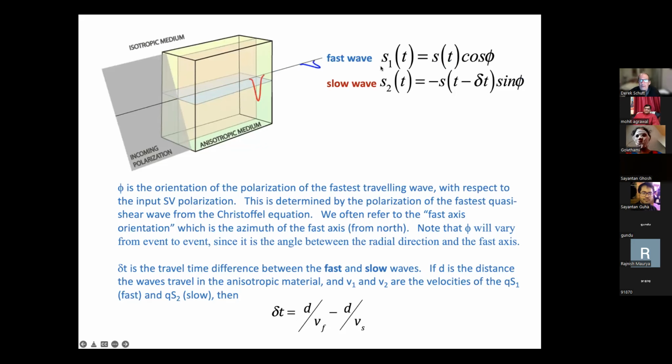The fast wave originally starts out as s of t, and then it becomes s of t cosine phi as it gets projected on the radial channel. The slow wave becomes s of t minus dt times sine of phi.